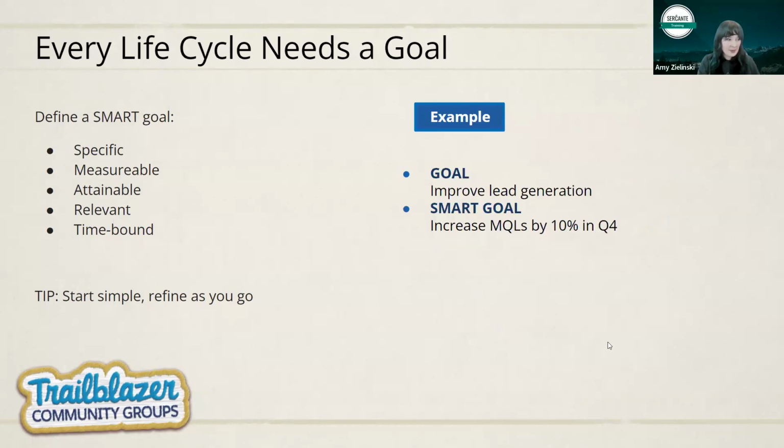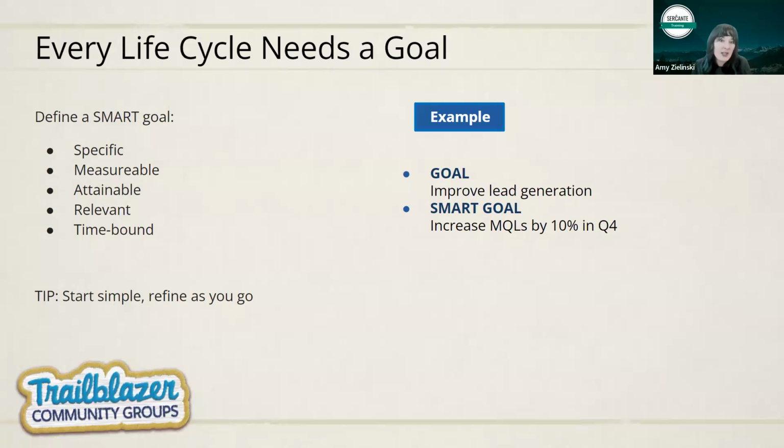So here is an example of this. The goal is to improve lead generation. And the SMART goal would be to increase MQLs by 10% in Q4, right? So that's our time-bound piece. That's our measurable piece. Do we feel that it's attainable?